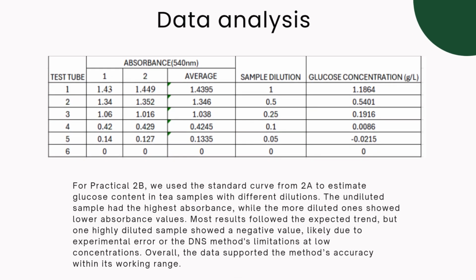For this practical, we applied the standard curve from 2A to determine glucose content in different dilutions of tea. The absorbance values decreased consistently as the sample was diluted, which matched our expectation. However, test tube 5, which was highly diluted, showed a negative concentration, suggesting an error due to pipetting or the limitation of the DNS method at low concentration. Despite this, the results for test tubes 1 to 3 were within the expected range and validated the effectiveness of the method within its detection limit.